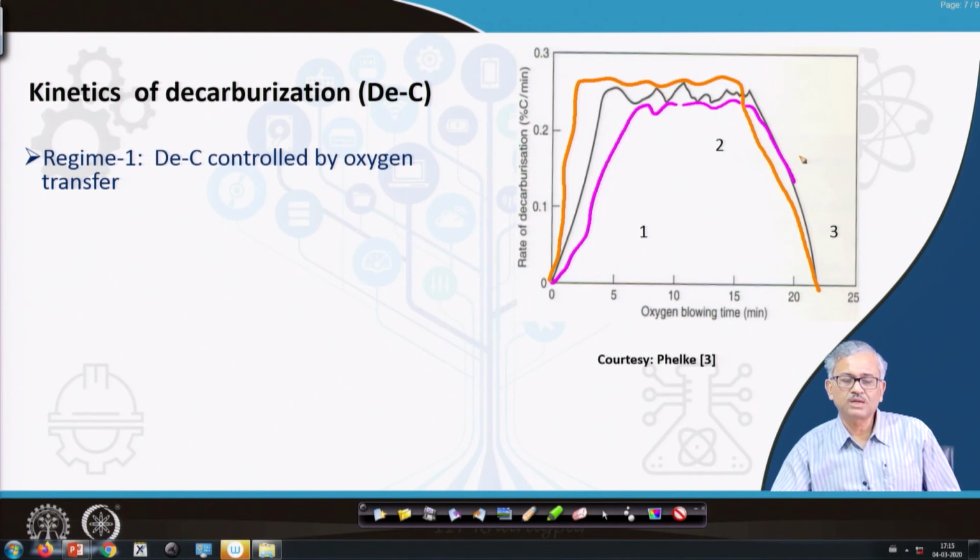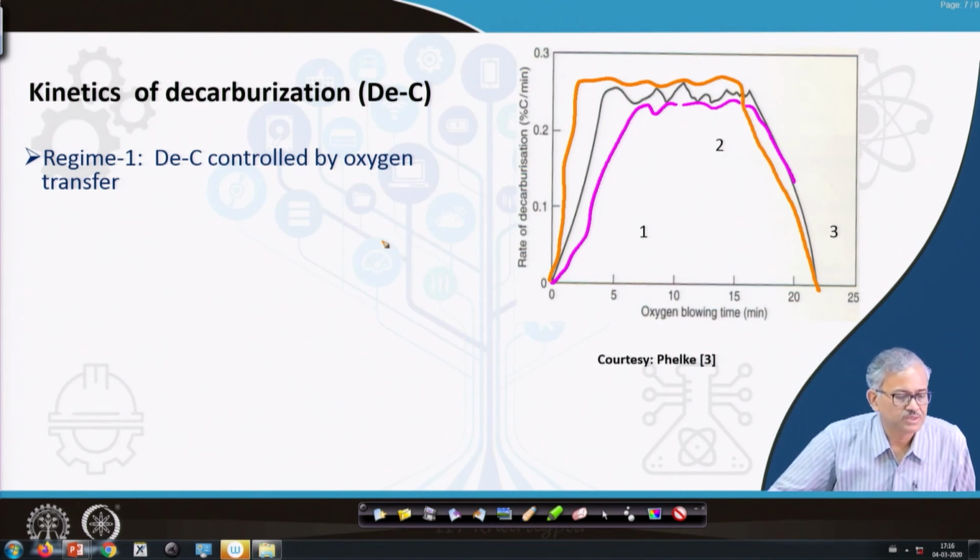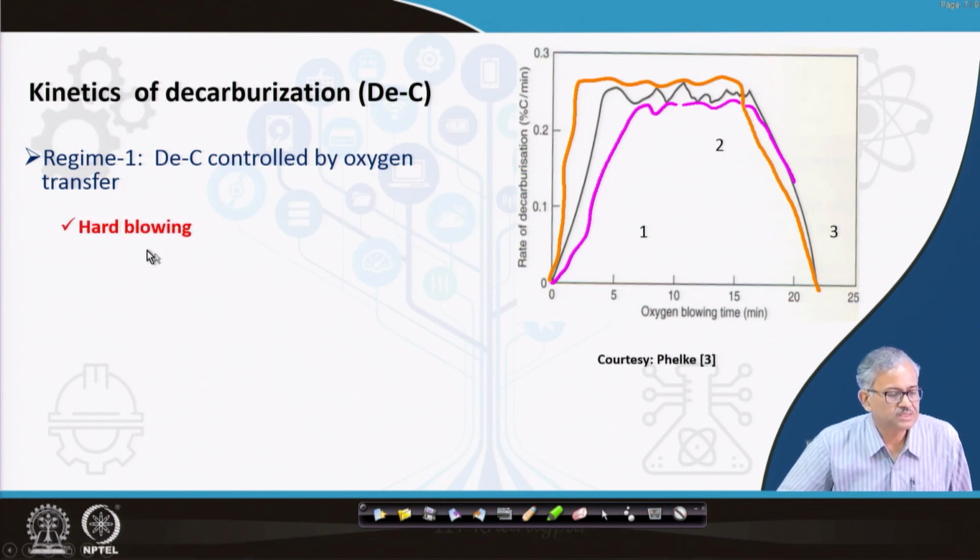So here blowing practice has no role to play, and only in the first regime does blowing practice have a role to play. During the initial blow you can move the jet up and down and you can control it. That has a very great effect. So that is the two regimes.